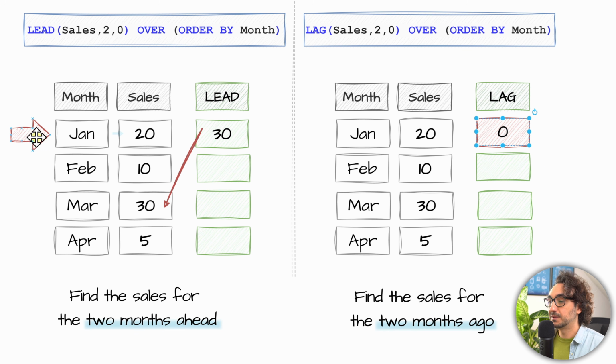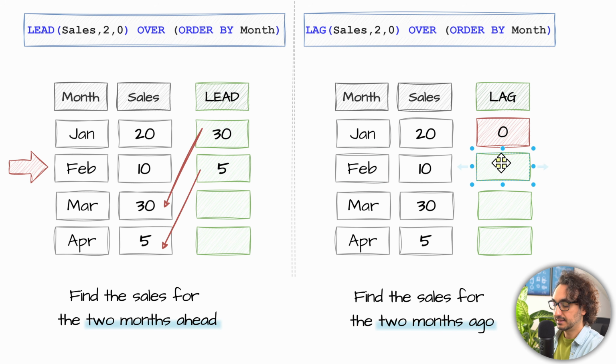Alright, so now let's go to the next value. We are currently at February. What is the sales of 2 months ahead? It will not be March, it's going to be April. So it's going to point like this, and we will get the value of 5. Now on the right side, we are currently at February. Now the question is, what is the sales of 2 months ago? We have history, we have the previous month, but we don't have 2 months in the history. That's why we will still get 0 at the output with the default value.